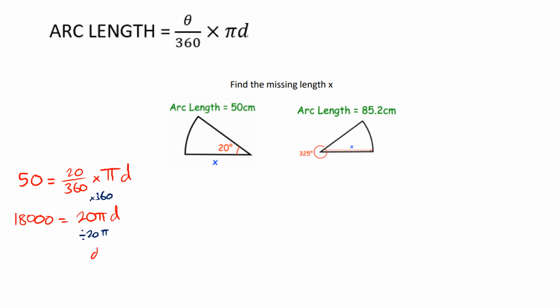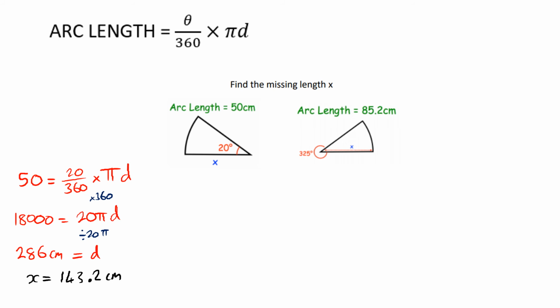And that'll give us that the diameter of this circle is 286 centimeters. Seems pretty big, but I think it's right. So our actual value of x is going to be half of that. It's going to be 143, and if we remember some units as well, it's 143.2 centimeters.